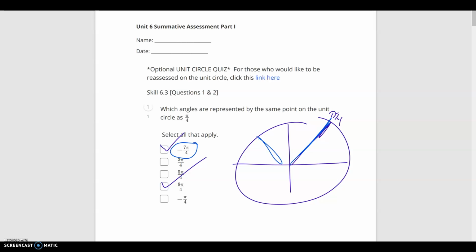3 pi fourths would be over here, so that one would work. 5 pi fourths would be down here. Actually, let me backtrack. It should be actually down here. Excuse me. That one would work.